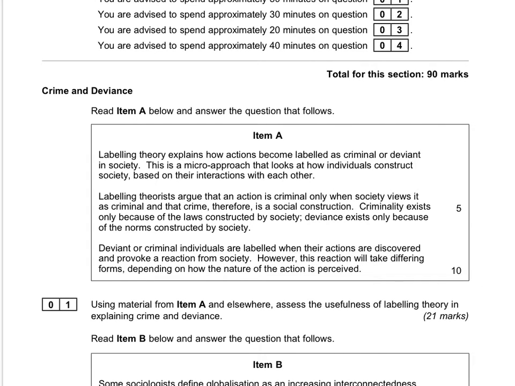This is interesting, this last one. Deviant or criminal individuals are labelled when their actions are discovered and provoke a reaction from society. However, this reaction will take differing forms depending on how the nature of the action is perceived. Lots of things to think about there. Deviants are labelled when their actions are discovered.